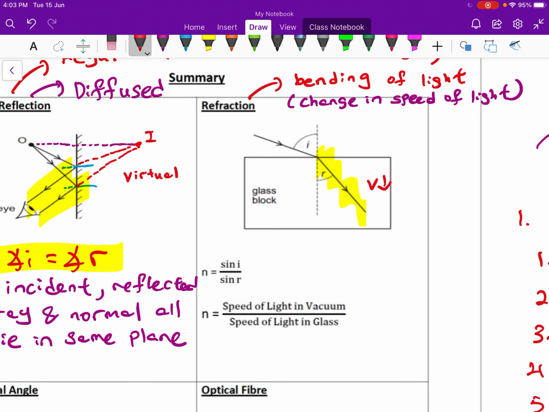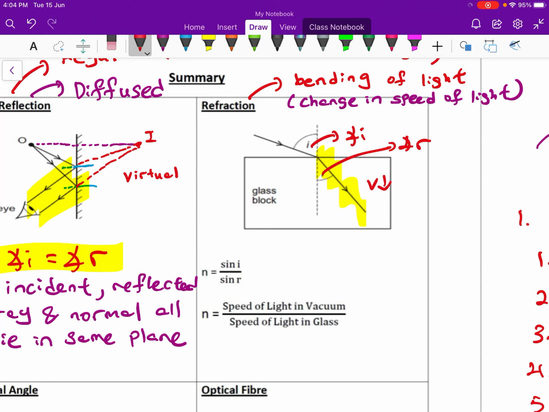And how do I calculate the refractive index of a glass block? Very simple. You simply use sine I over sine R. The I is the angle of incidence, and the R is your angle of refraction. So we need these two parameters in order to calculate my refractive index.